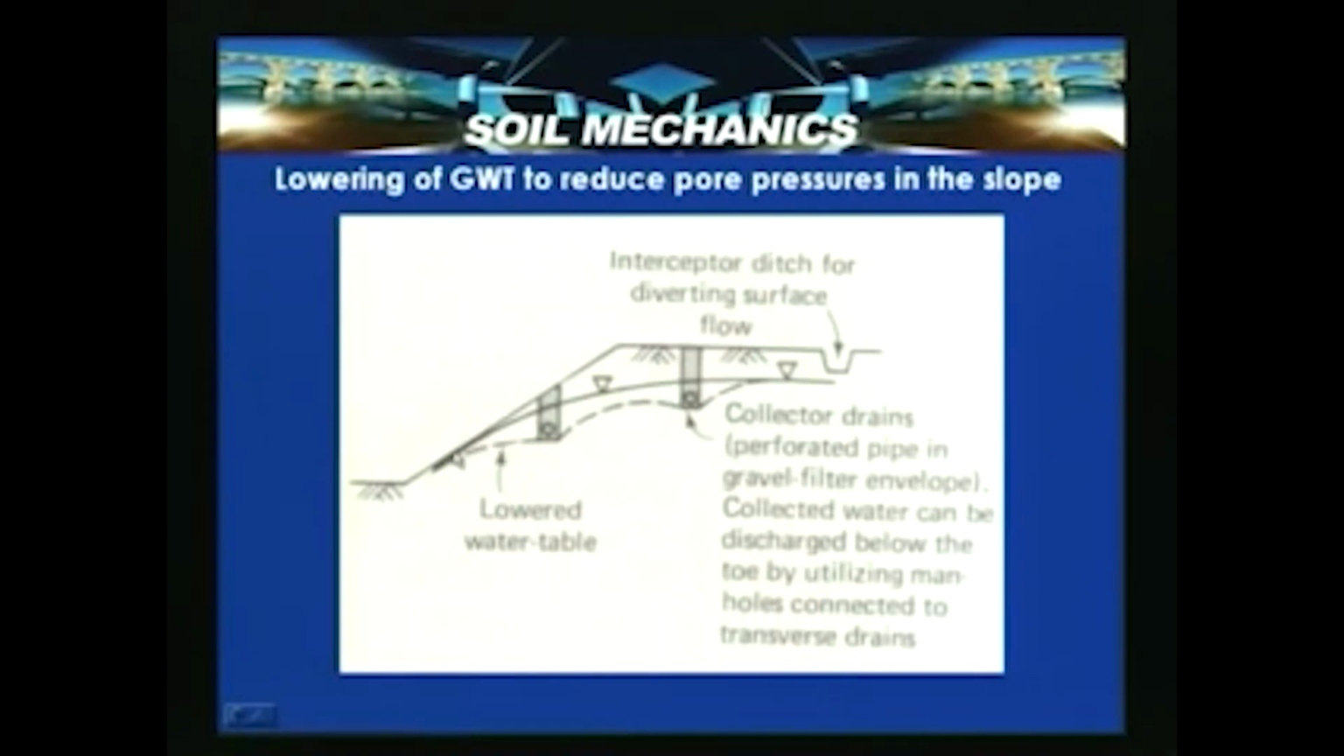So, this is the water table before draining, and this is the lowered water table with the help of this. When the water table is kept under control, the pore water pressures within the slope are under control, so that effective stresses are maintained. With that, the slope stability increases. So, lowering of the groundwater table to reduce the pore water pressure in the slope is another option, which is done through surface interceptor ditches or collector drains within the slopes.